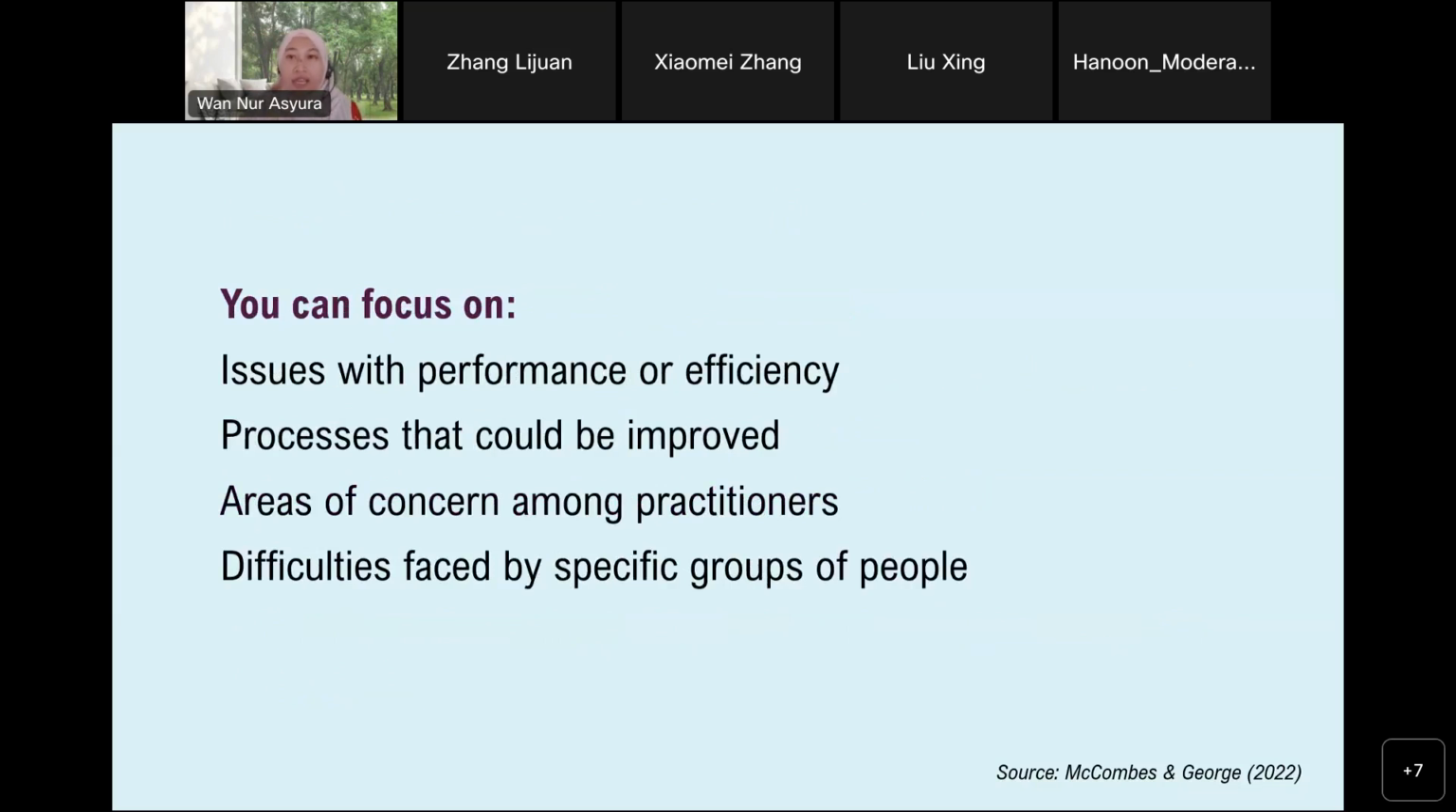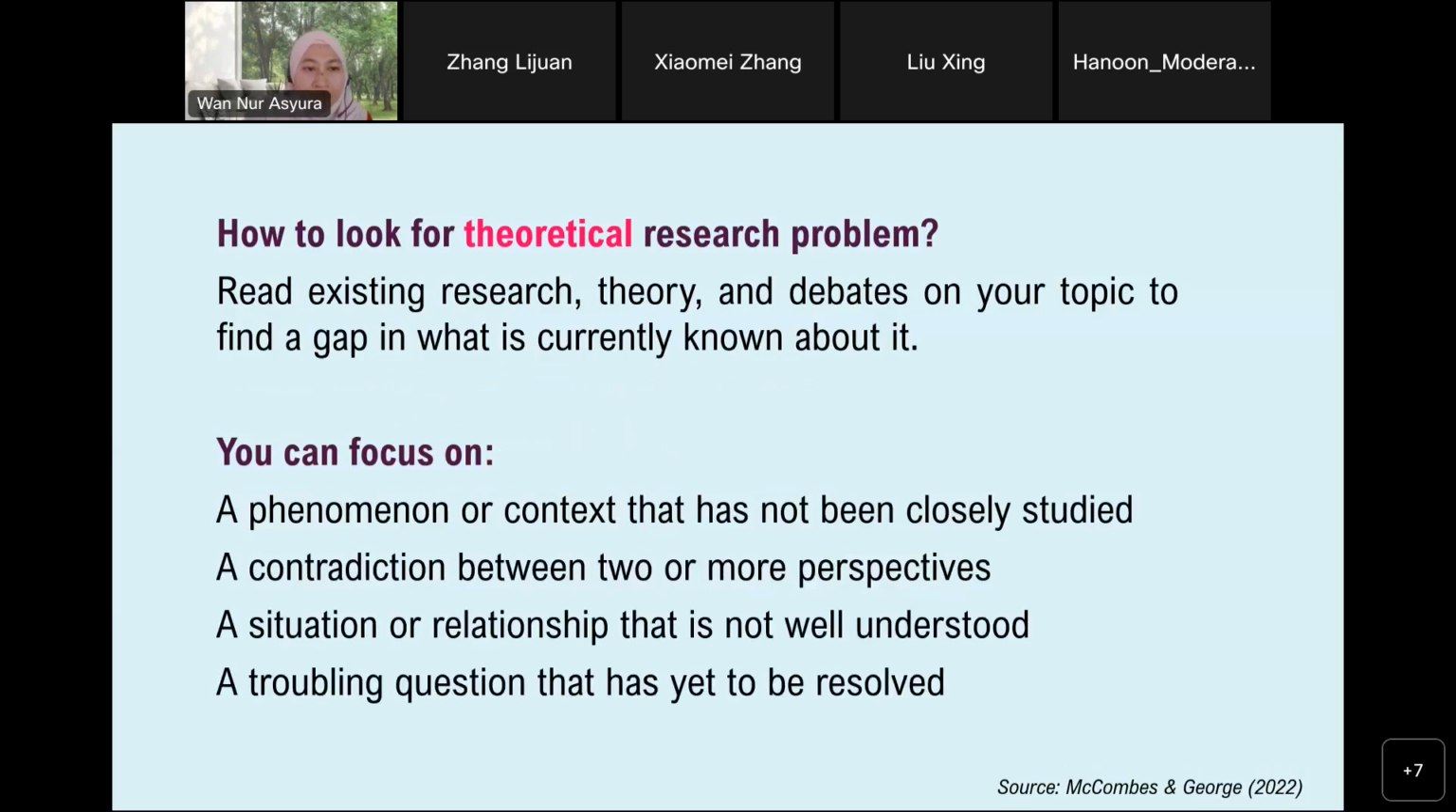Right. So these are the things that you can start thinking about. If you are at the stage where you have not found any research problem, maybe this can help you. You may focus on issues with performance or efficiency, processes that could be improved, areas of concern among practitioners, difficulties faced by specific groups of people. These are some of the things that you can think along the line.